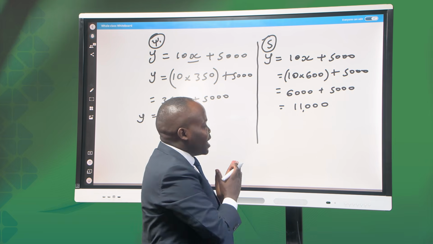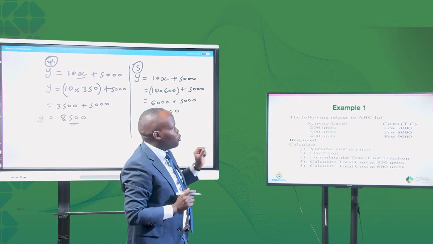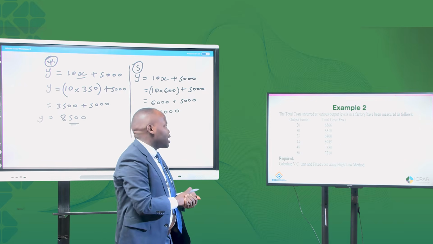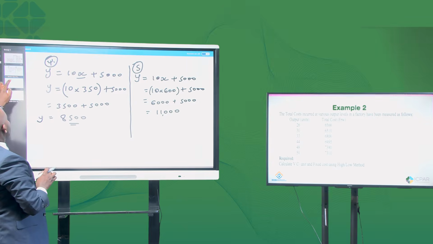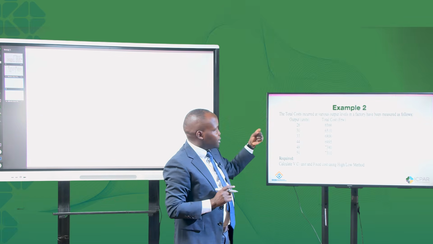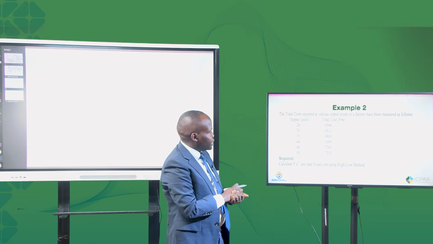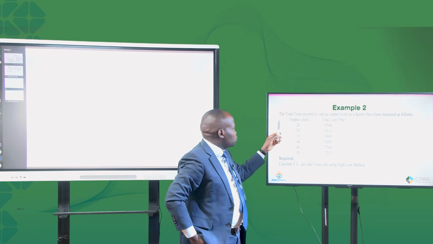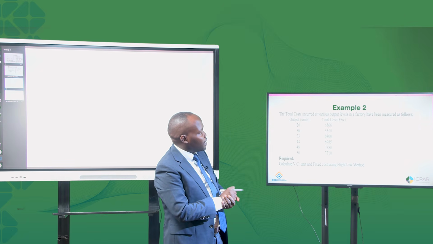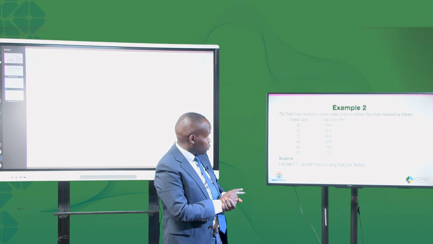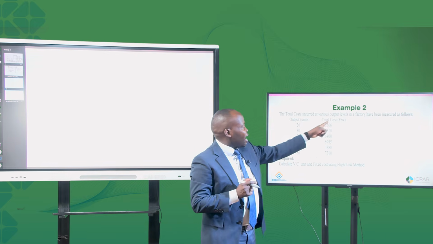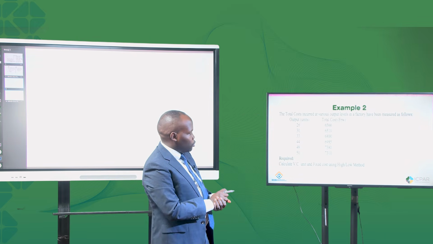But in order to have a clear understanding on these, we can do 1 or 2 more examples. So the next example, we now look at example 2. We'll be doing multiple examples to enable us improve our understanding on these. The question now reads in example 2, the total cost incurred at various output levels in a factory have been measured as follows. So this represents the activity, which is the output, and that represents the total cost.